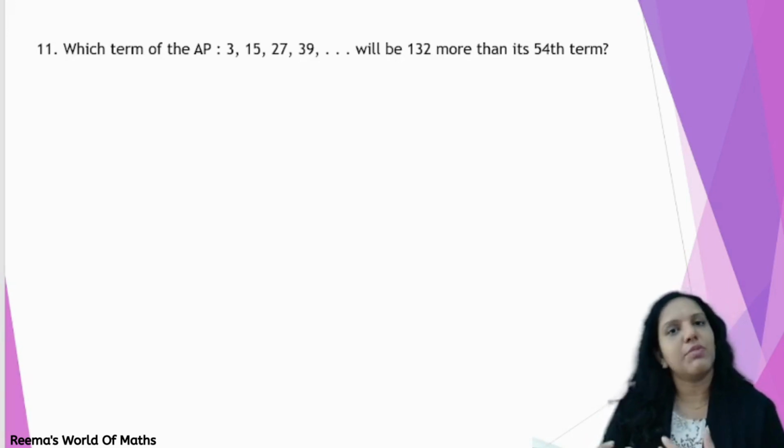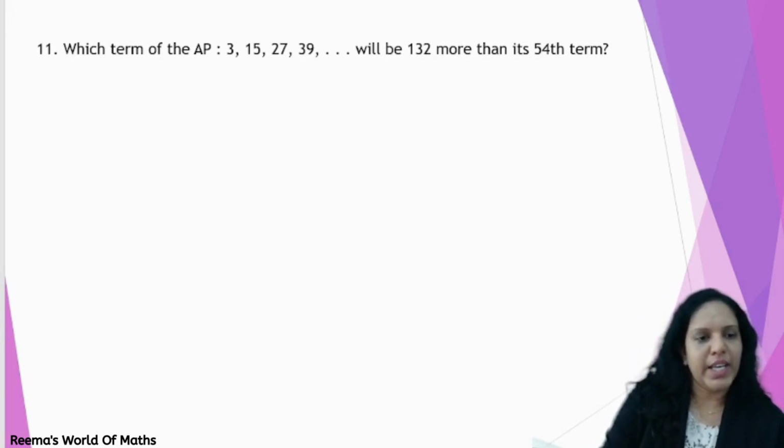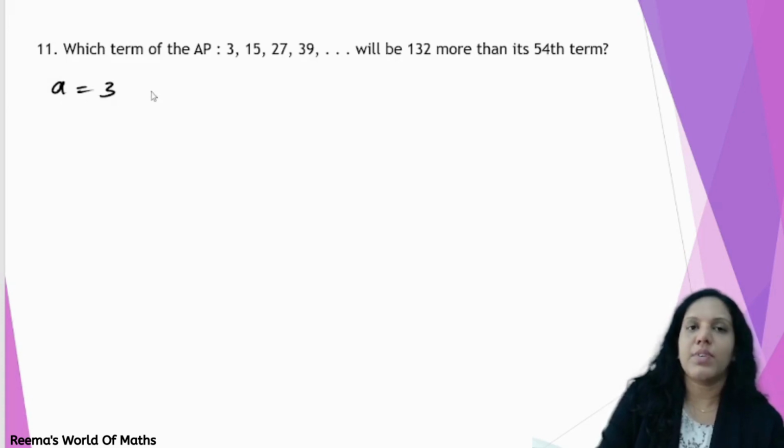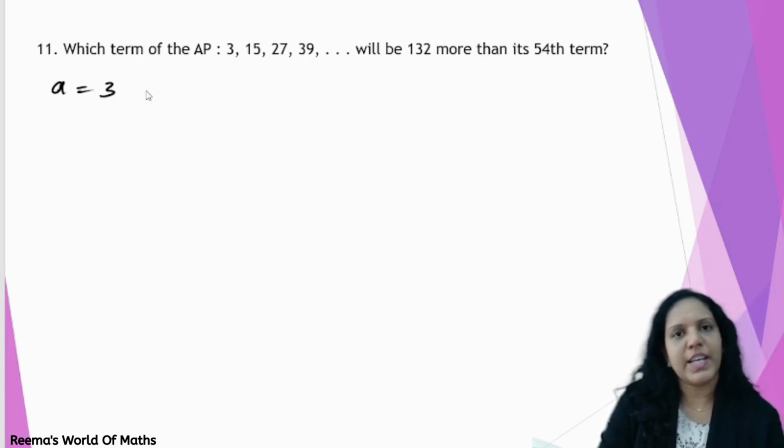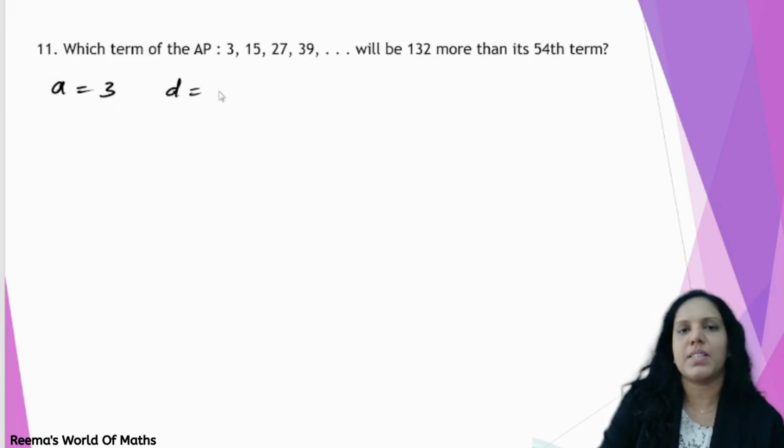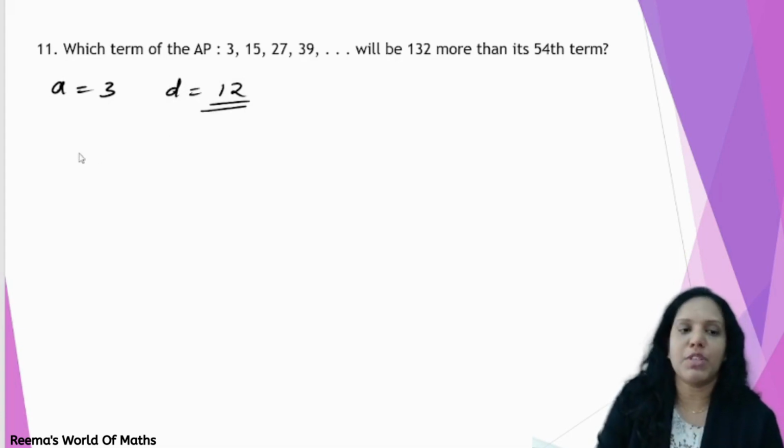So let's first find the 54th term. And we have given A equals 3, the first term, and the common difference we can find, which is A2 minus A1, that is 15 minus 3. So D will be 15 minus 3, that is D equals 12. Let's place this in the equation. So we need to find the 54th term.